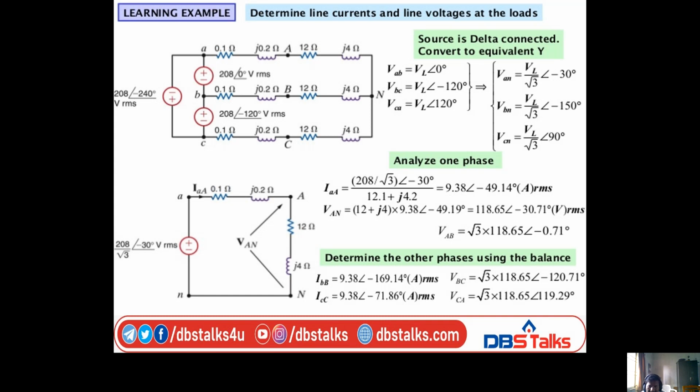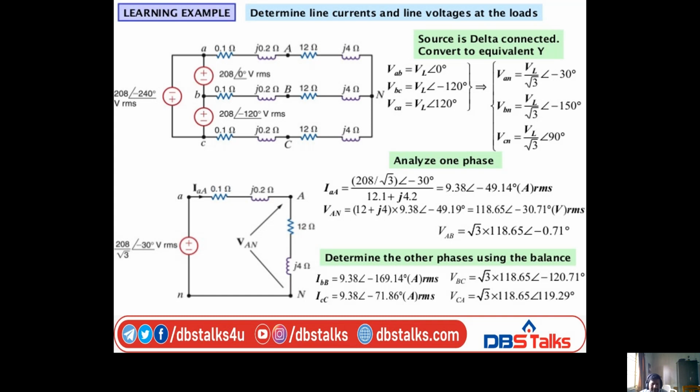Determine the line current and line voltage for the given circuit diagram, and the given source is delta connected. Now convert this one into star. So like this, VAB is equal to VL at an angle 0 degrees, VBC is equal to VL at an angle minus 120, VCA is VL at an angle 120 degrees. Now it will be converted into phase voltages. So VAN is equal to VL by root 3 at an angle minus 30, VBN is VL by root 3 at an angle minus 150, VCN is VL by root 3 at an angle 90 degrees.